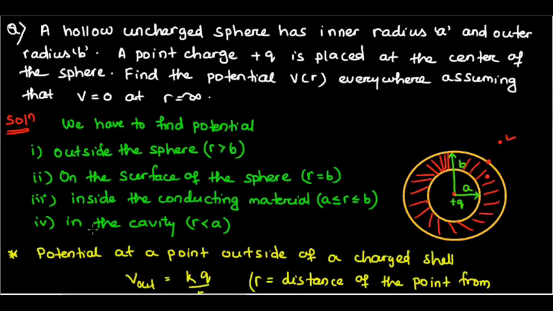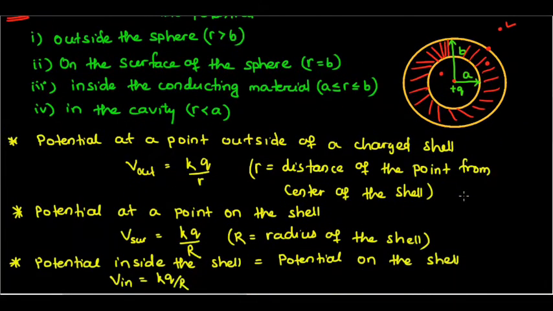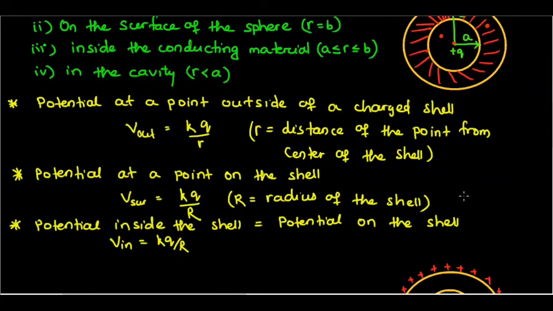And finally we have to find the potential in the cavity. Suppose we choose a point here. At this point we have to find potential. So at these 4 different locations we have to find the electric potential. So students, to solve this question you should have this knowledge, the potential due to a charged shell.